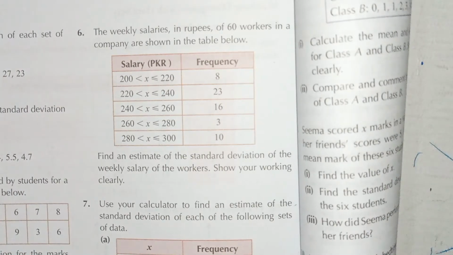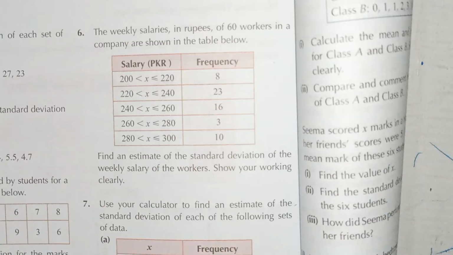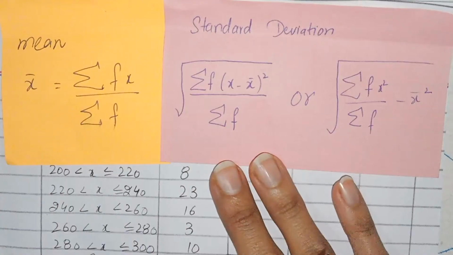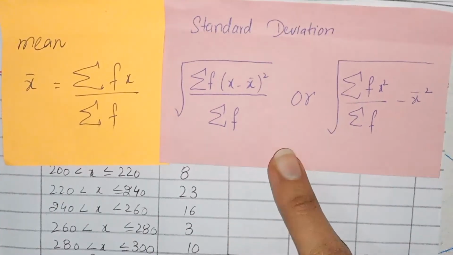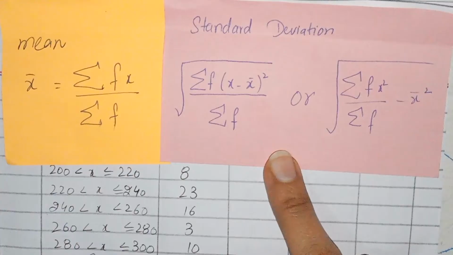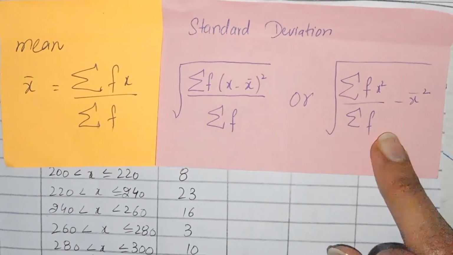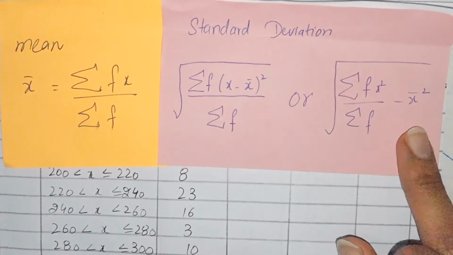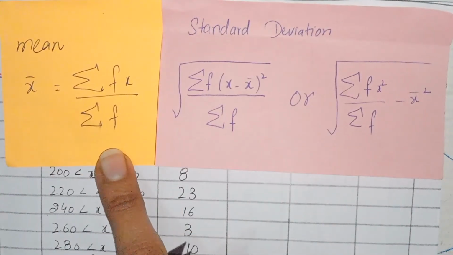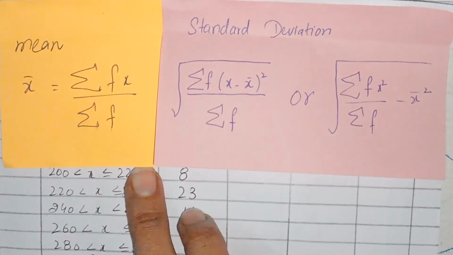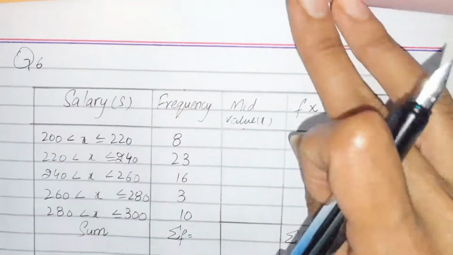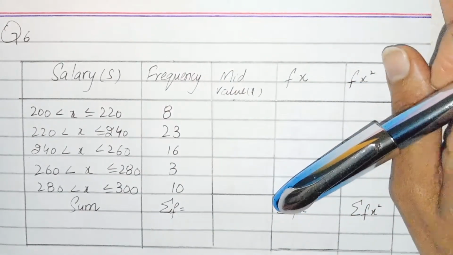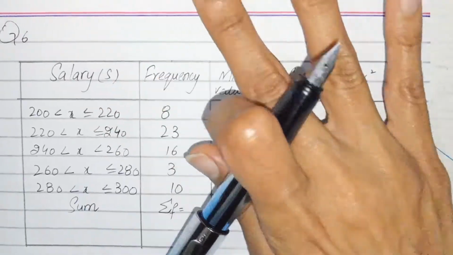Now students, we have to find the standard deviation, and let's start. You know that the formula of the standard deviation for grouped data. This is the formula for the grouped data. We can use both the formulas, and for this formula we have to find the mean, and this is the formula to find the mean. That's why we have to make our table like that, with a column of fx and fx square, because we have to put these values in the formula.